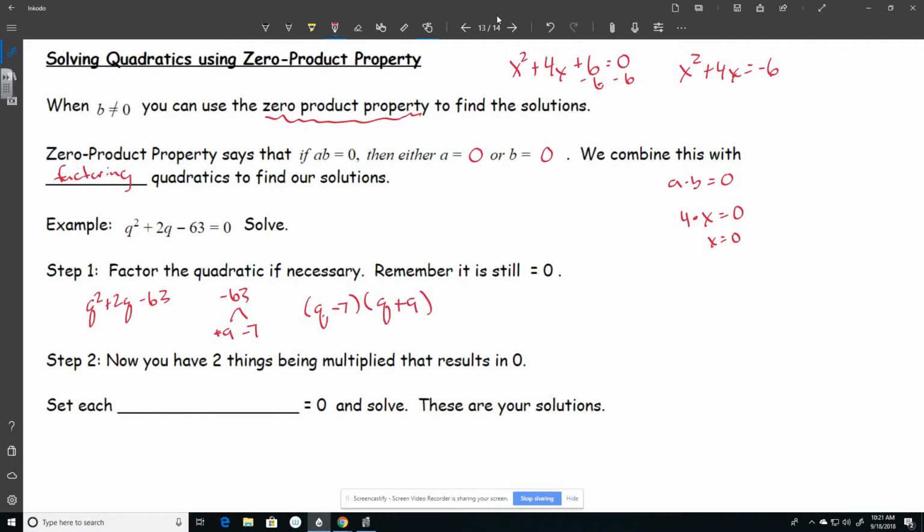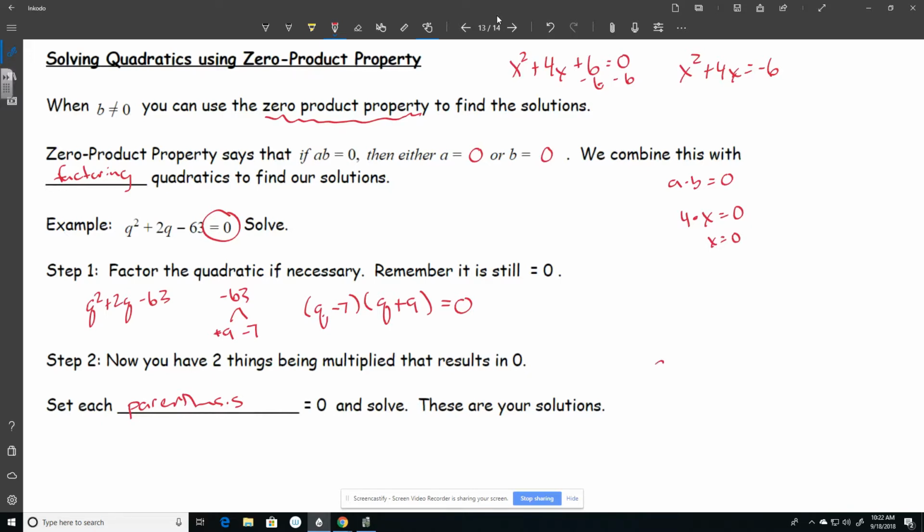But remember this equals 0 part. So I factored those, but those are equal to 0. And here's what's cool. This parenthesis is being multiplied by this parenthesis. And when I multiply them, they equal 0. That means one of those has to equal 0. If this one's 0, then my answer is 0. If this one is 0, my answer is 0. So now all that we have to do is set each parenthesis equal to 0. And then we solve it, and those are my solutions.